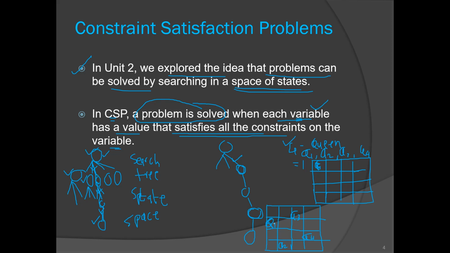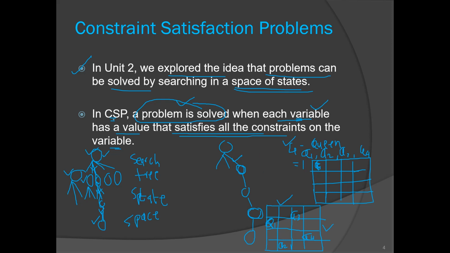Now all the variables are satisfying the constraint. What was the constraint? No two queens should attack each other, right? So now no two queens are attacking each other. That means this is the solution and our problem is solved. Did you get the point?